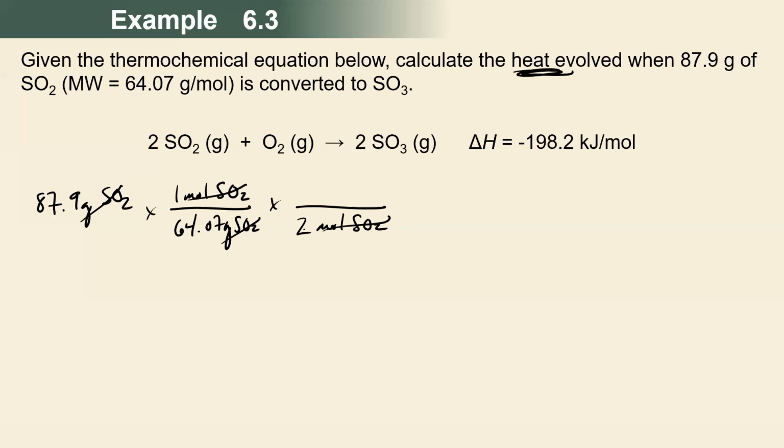Negative 198.2. Absolutely. Negative 198.2 kilojoules. Right? So this is what I was talking about in the last slide, right? This is kilojoules per mole here. We don't put 396.4 because there's 2 moles of SO2. We just put 198.2. And so we do this, we're left with kilojoules. We do a little bit of math, and we get negative 136 kilojoules.